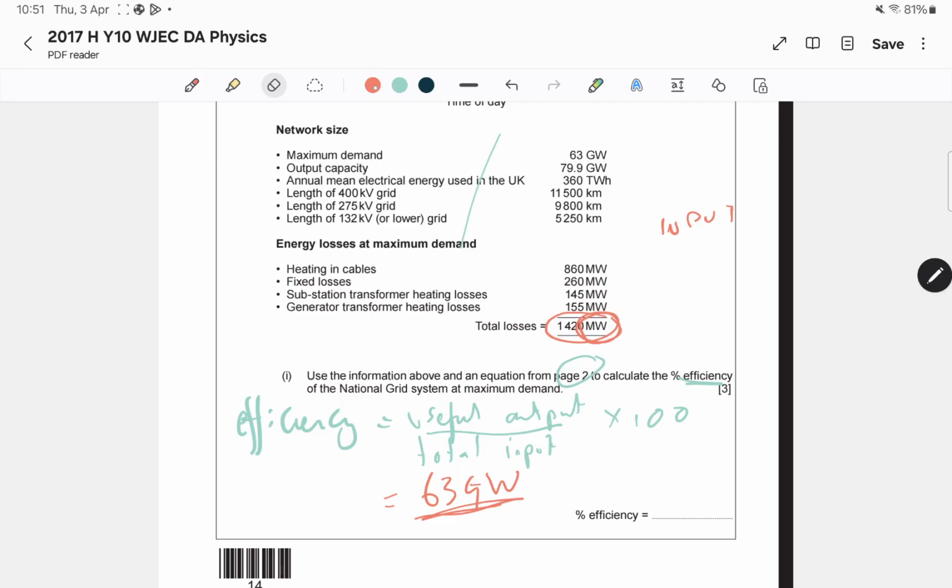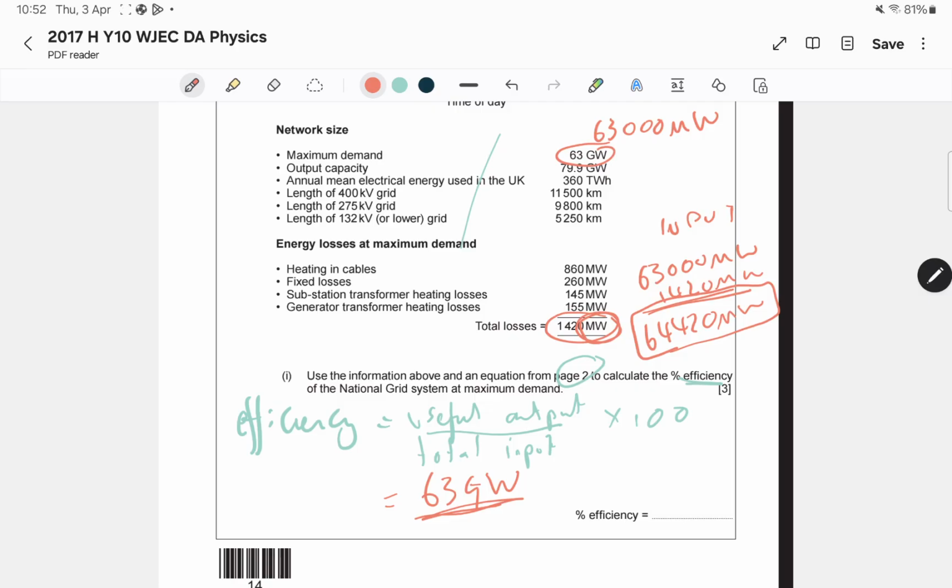So awkward. Right, so 63 gigawatts, if I'm going to change it to megawatts, it's going to be 63,000 megawatts. Now I can add them, so I've got 63,000 megawatts added to 1,420 megawatts. So the total that went into the national grid must have been 64,420 megawatts. And so that's going to come down here. 64,420 megawatts. Oh look, this is gigawatts now and megawatts there. So I'm going to turn that into gigawatts as well. I'm going to get rid of that gigawatts. And I'll turn it into megawatts.